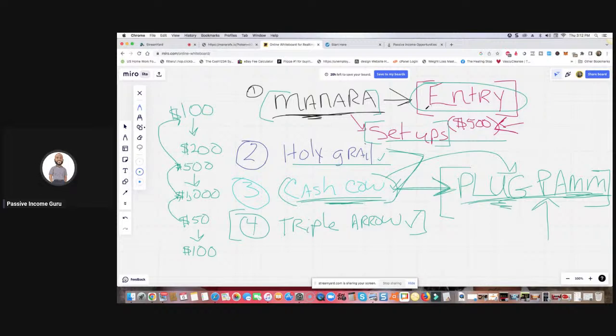But again, going back to the rule, entry, and what's going to help you perfect your entry? The Menara, along with the Holy Grail, along with the cash cow system, okay, and the triple arrow system as well. That's going to help your entry. But again, if you want precise entries, the cash cow indicator is going to do it for you. Okay.